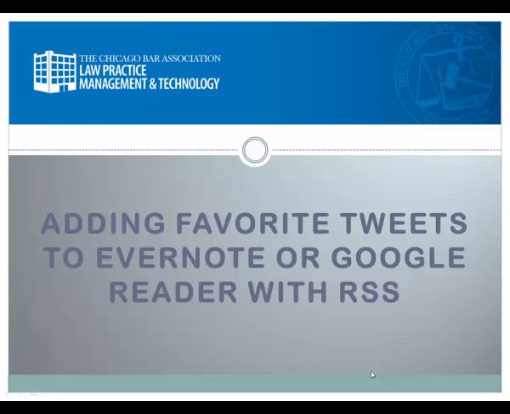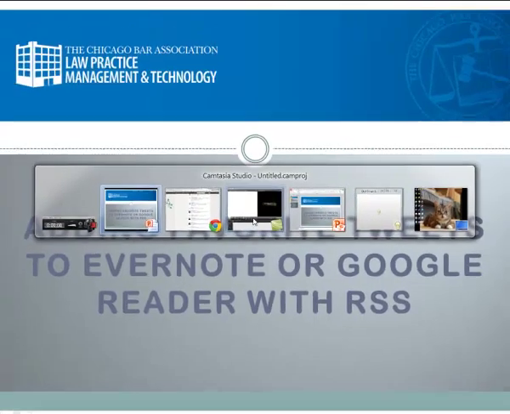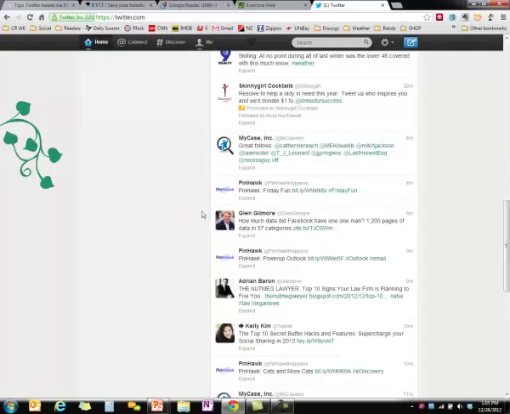Today we're going to look at adding favorite tweets to either Evernote or Google Reader with RSS feeds. So let's get started. In Twitter, one of the things that you can do as you're reading through your Twitter stream is, if you see an article that you like and you'd like to be able to get back to, then you can favorite that tweet.